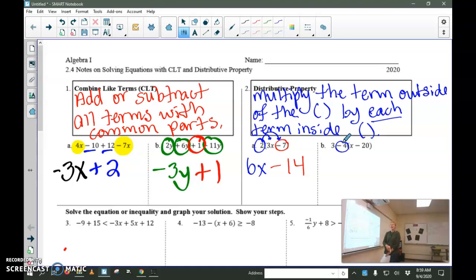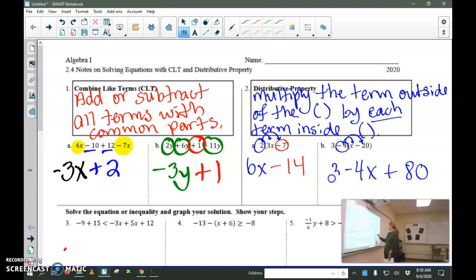And notice again, I circled the number and sign in front that is being distributed. So I'm going to distribute negative 4 to 1x. Technically, if there's not a number in front of the x, there's a 1 there, okay? Negative 4 times 1x is negative 4x. Negative 4 times negative 20, right? Keep the sign in front of the number. Negative times negative is positive, 80.